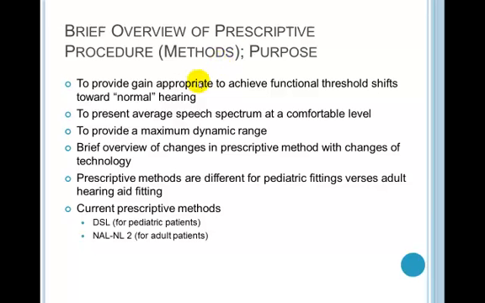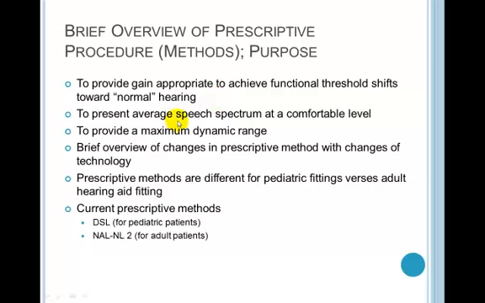But our goal is, number one, to provide appropriate gain or boost or volume to achieve functional threshold shifts towards normal. So this first statement is we're trying to take the configuration of the audiogram and give that patient, through the amplifier of the hearing aids, a boost of sound across the frequency range, where when we retest them with their hearing aids on, it would essentially be towards normal levels. And we'll talk about that again, but that's just kind of an overview.